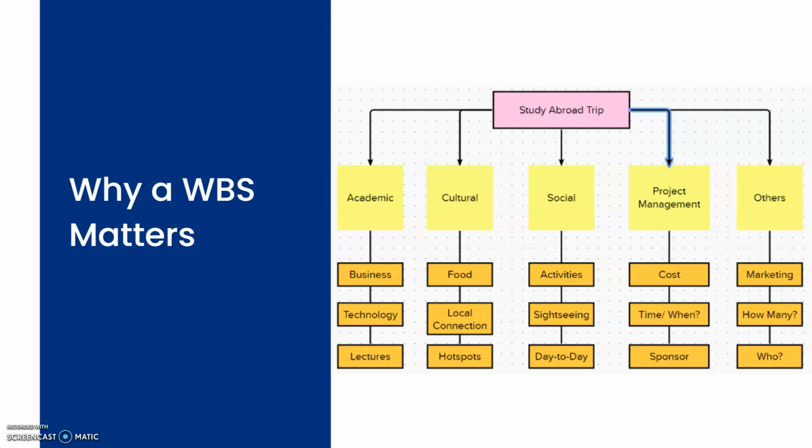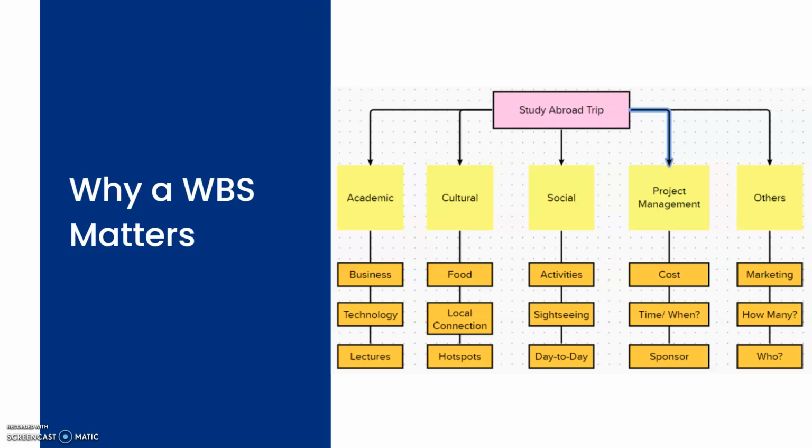For example, with academic, we have business, technology, lectures. Cultural, there's food, local connection, hotspots. Social, activities, sightseeing, day-to-day. Project management, we have cost, time, when, and a sponsor. And other stuff we have like marketing, how many and who.